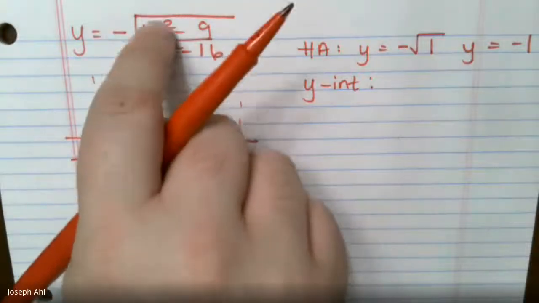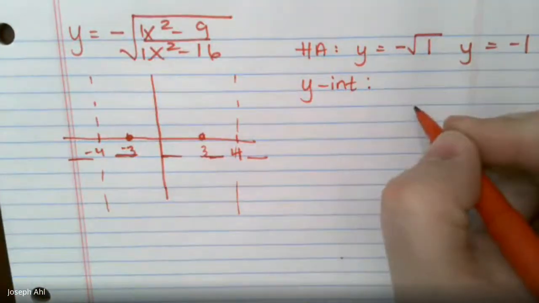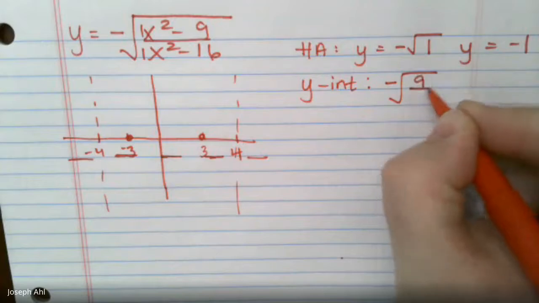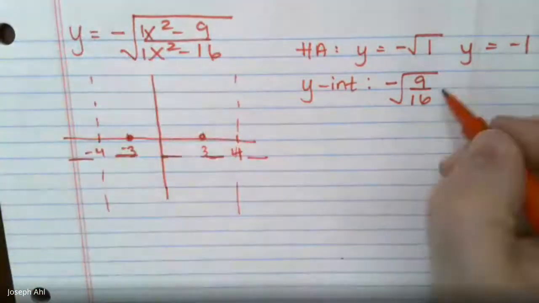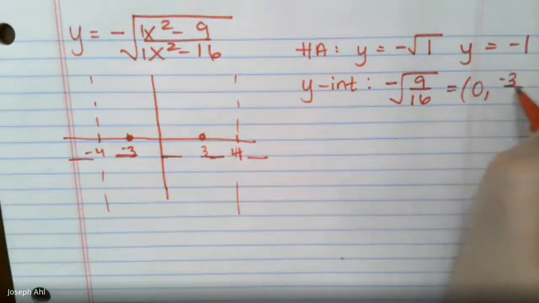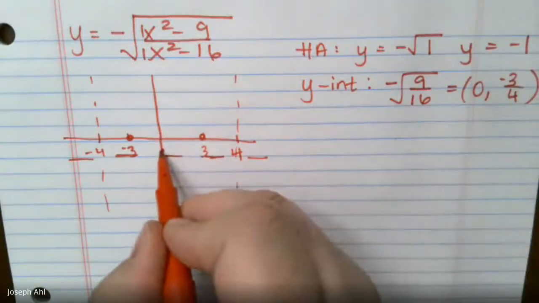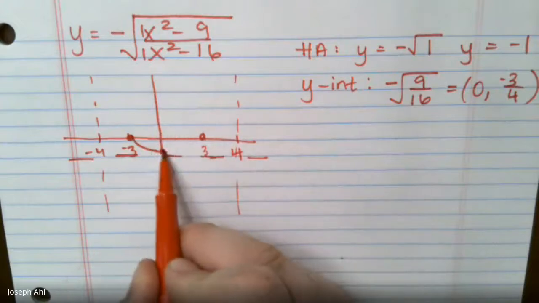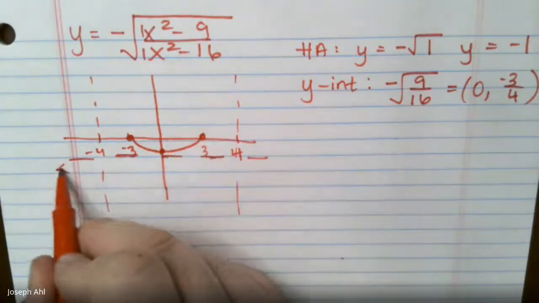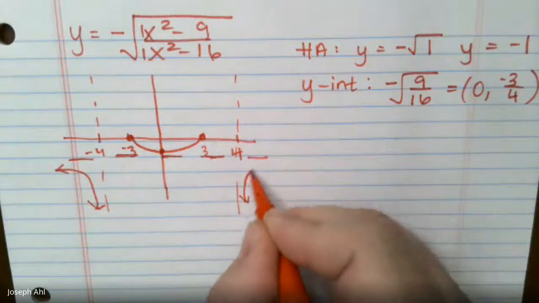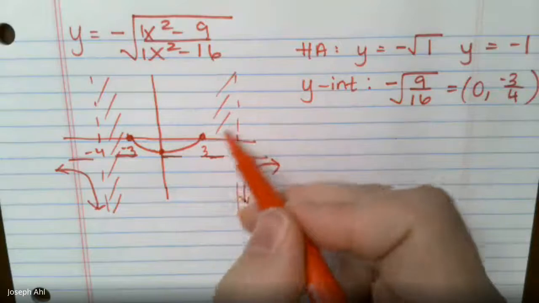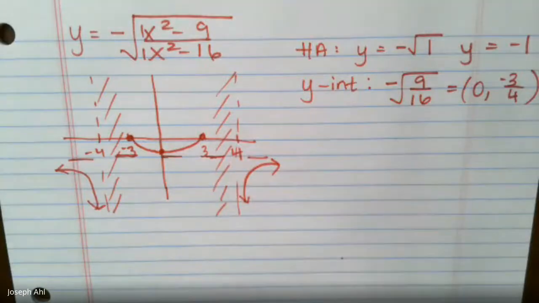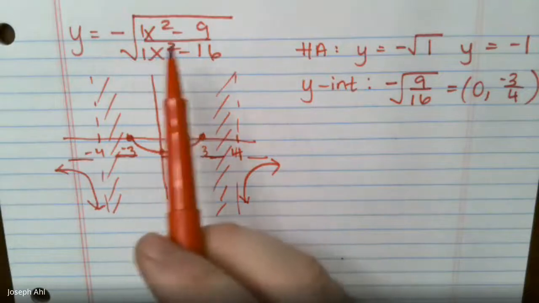When you plug in 0 for the x's for the y-intercept, you still get the square root of 9/16, but it's the negated square root of 9/16 according to the negative out front. So that would become (0, -3/4). It probably won't be much of a surprise that the graph that we just saw just gets flipped over the x-axis. You still have the same restricted regions even here and here. That's what the graph would wind up looking like if there was a negative out front.